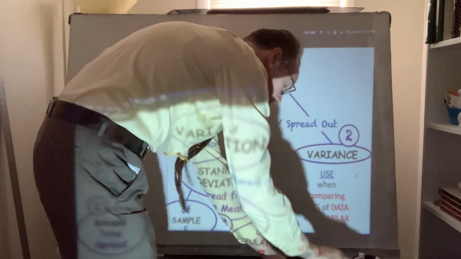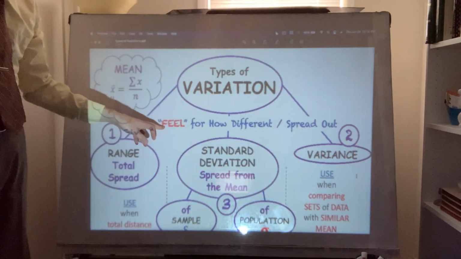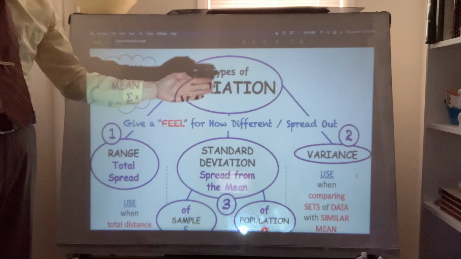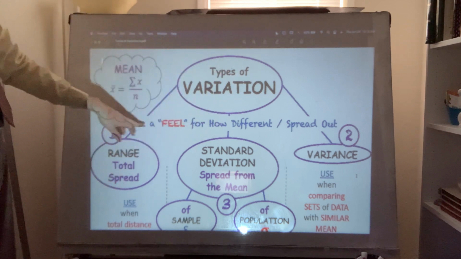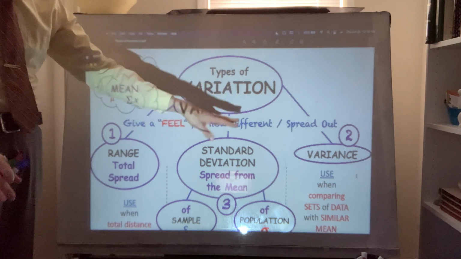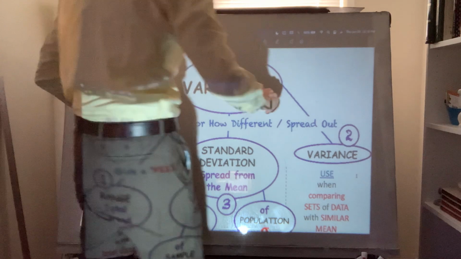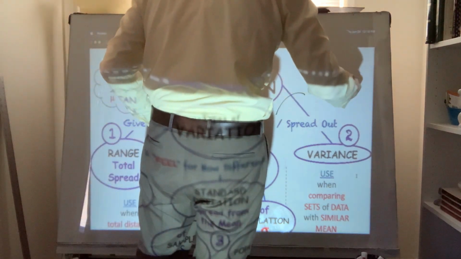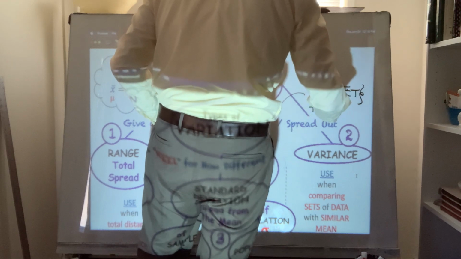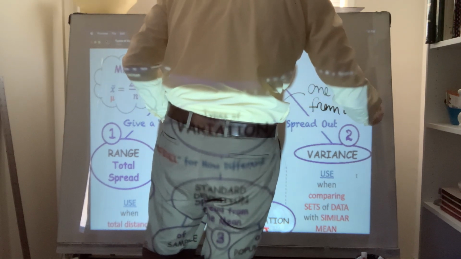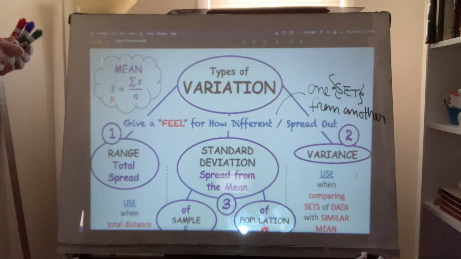All right. Just like types of averages are meant to give you a feeling for where the center of data is, think of types of variation as giving you a feel for how different data is, one data set from another. Now, it would not be a fair comparison unless certain conditions were met.